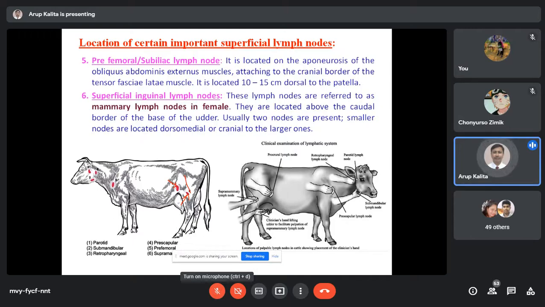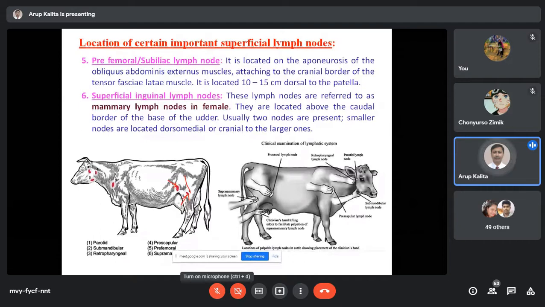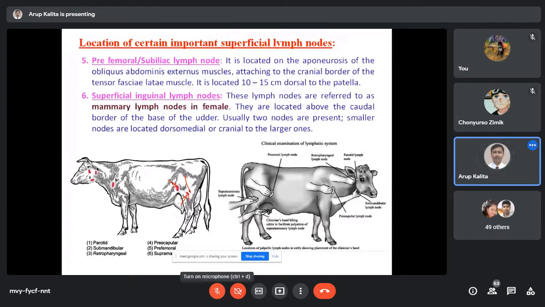Your government may ask you to purchase some animals from outside. For example, you have to purchase, suppose, Jersey cattle. Your government will purchase some Jersey cattle, but Holstein Friesian cattle. Now, as a veterinary doctor, you may be allowed to go to purchase the animal.